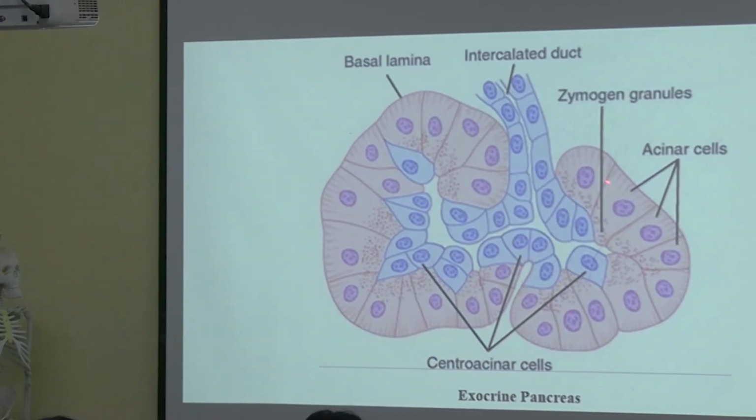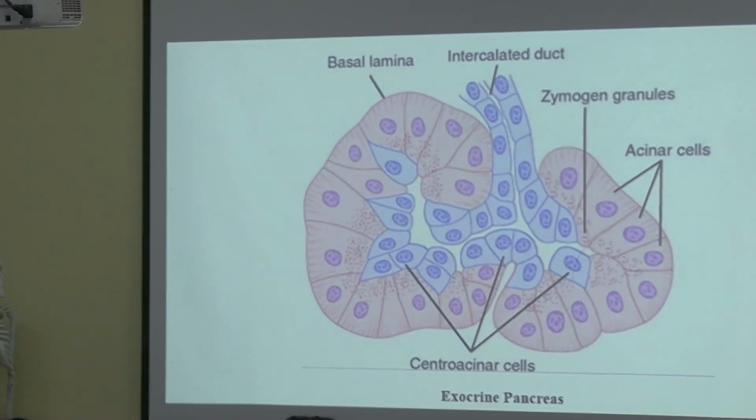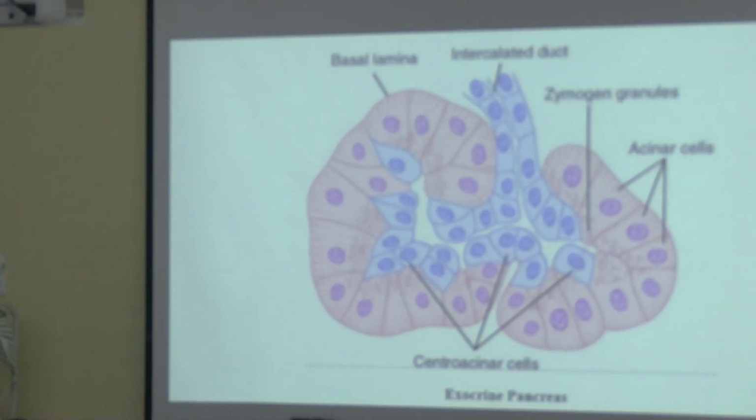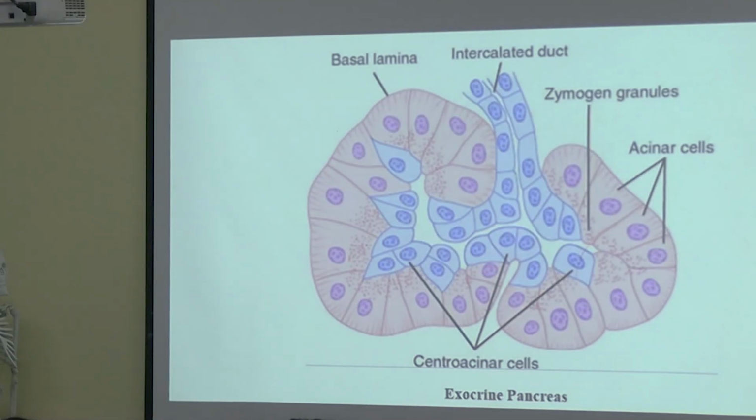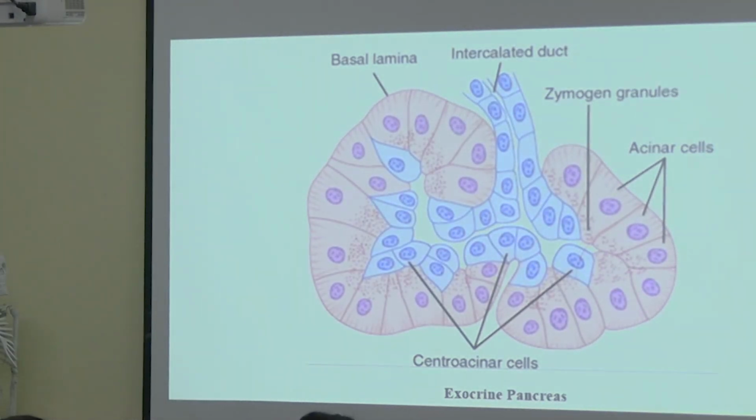What are these? These are acinar cells. Now how will you identify the acinar cells? Under H&E staining, basal basophilia, apical eosinophilia. This is how we can identify the acinar cells.